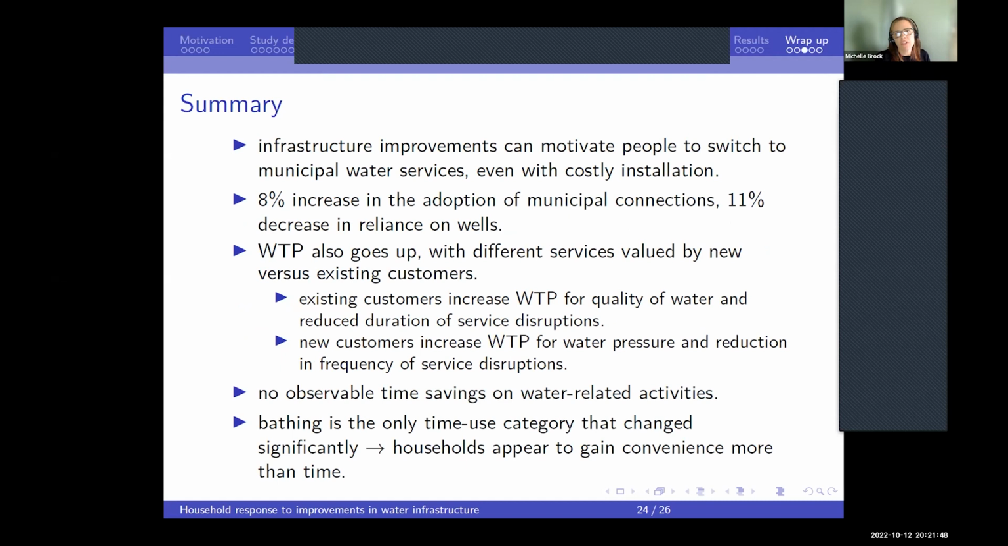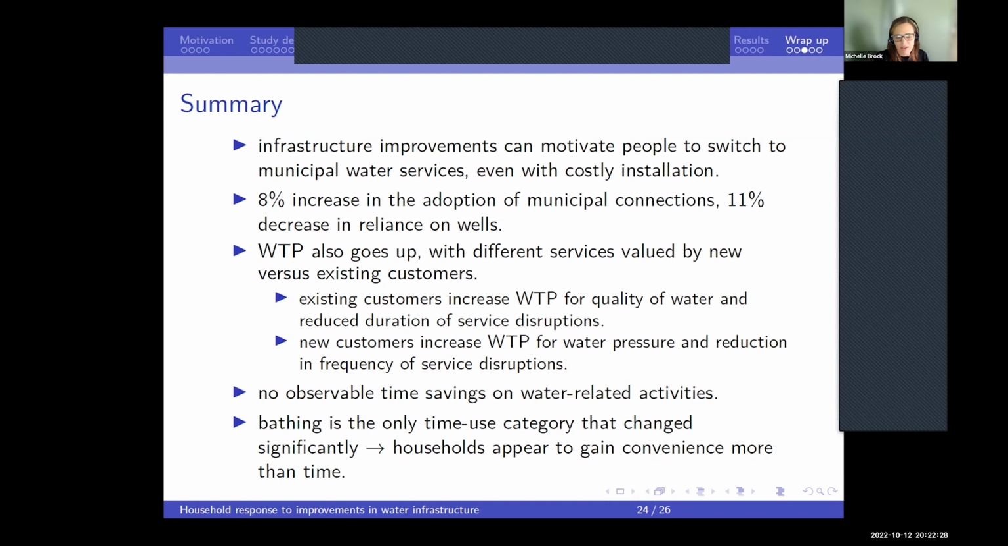We find that infrastructure improvements can in fact motivate people to switch to municipal water services, even when installation is costly and even when there is a good alternative water source available to the population. The overall numbers are that there's an 8% increase in the adoption of municipal connections and an 11% decrease in the reliance on private wells. We also see increases in willingness to pay for water services, but what people are willing to pay for depends on whether or not they were customers prior to the treatment.